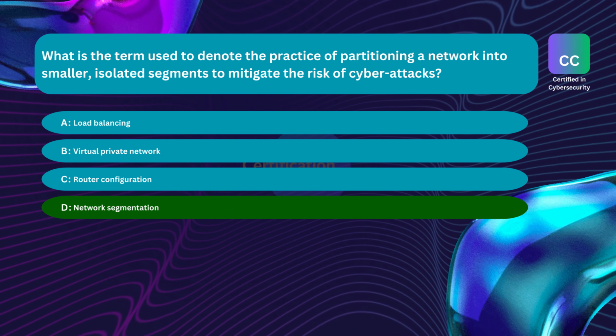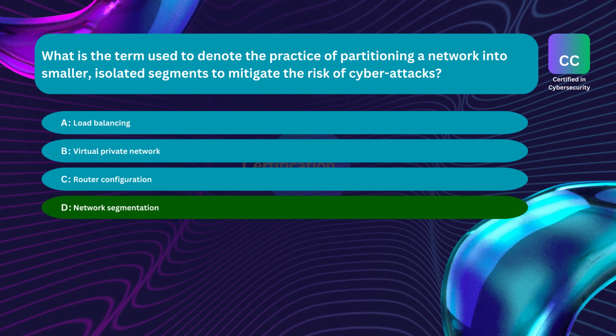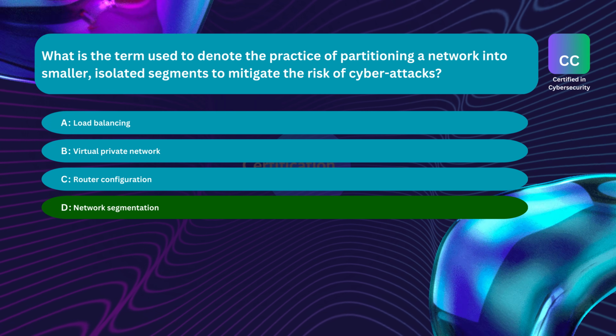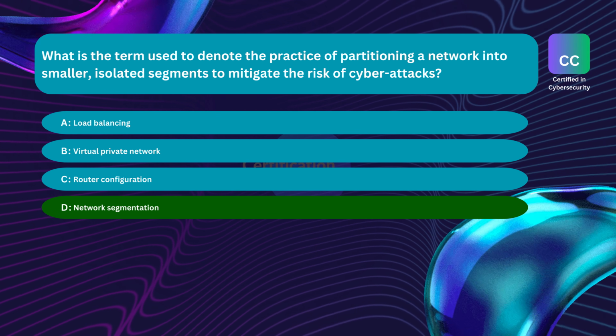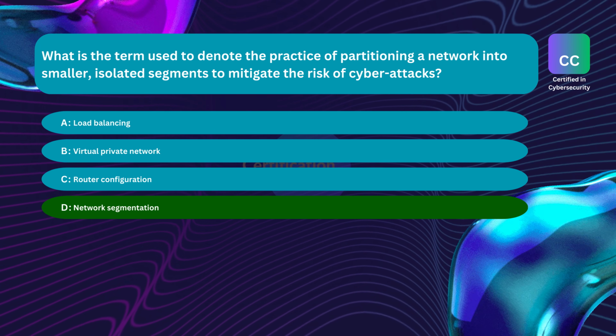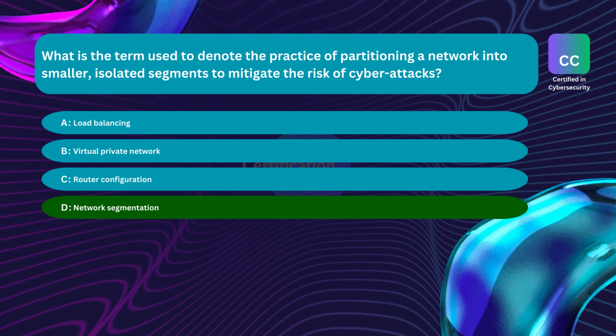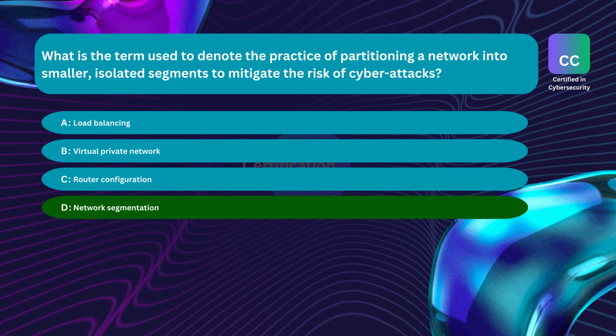The correct answer is Option D, network segmentation. Network segmentation allows you to create logical segments that are isolated, and information does not travel between those segments unless configured to do so.